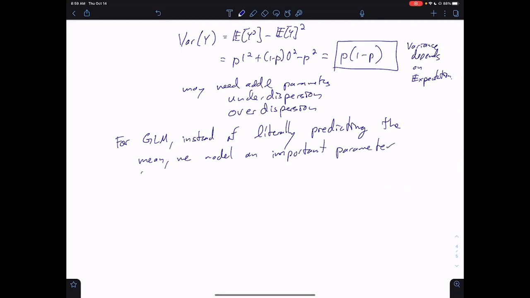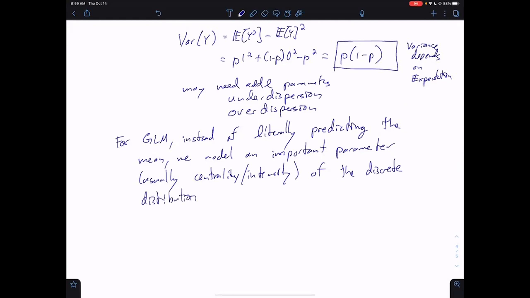Parameter, usually a measure of central tendency or a measure of intensity or something. Like how often does something arrive in the Poisson case, and of the desired discrete distribution. And we model that in a linear way, or actually we model a function of that in a linear way.